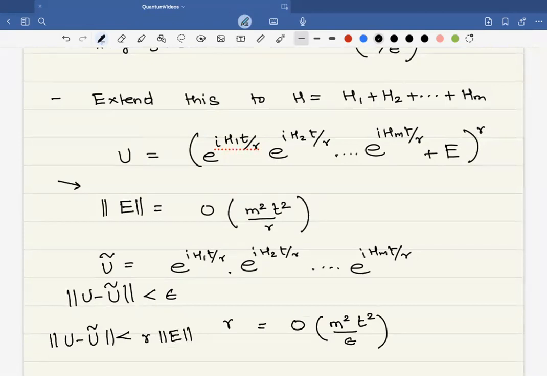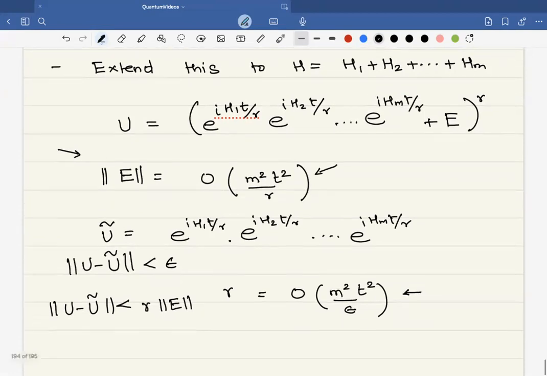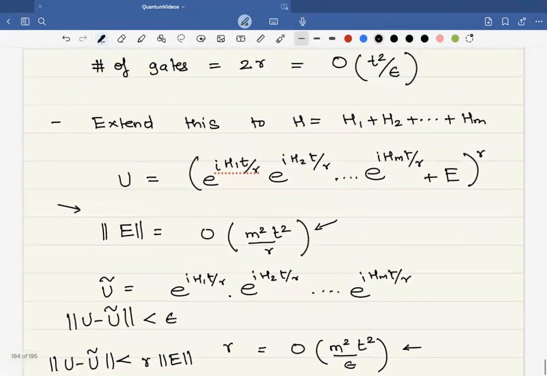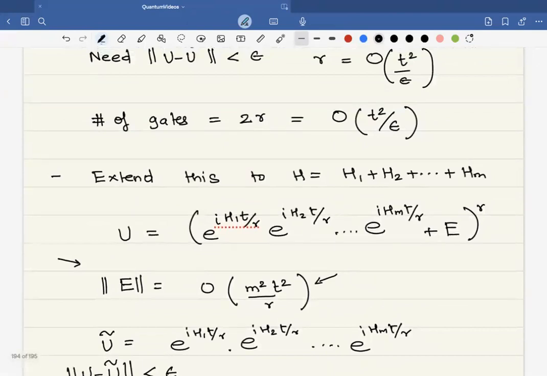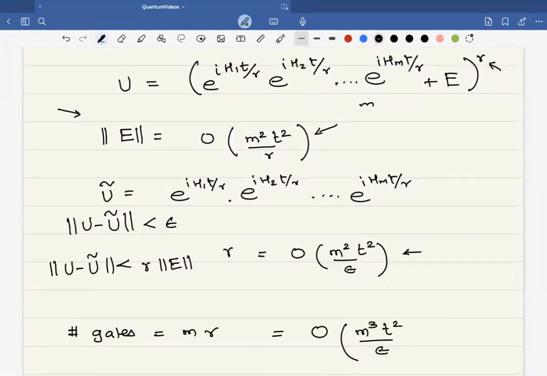and the error is over here, right? So we need to have this many times that we have to evolve these local unitaries. And then how many gates do we need? If you look at the number of gates, these are m gates, and each of them has to be applied r times. So the number of gates is equal to m times r, which is of order m cubed t squared over epsilon.